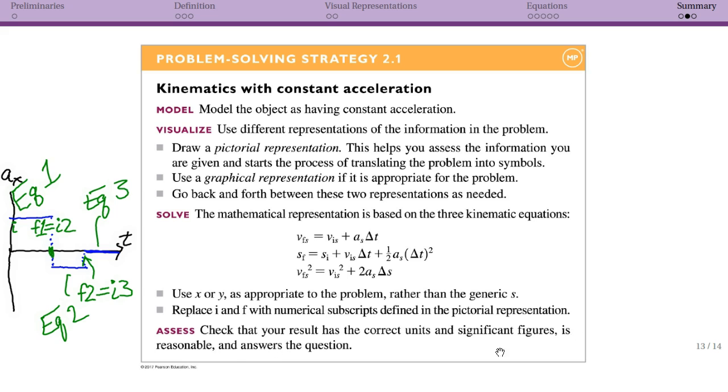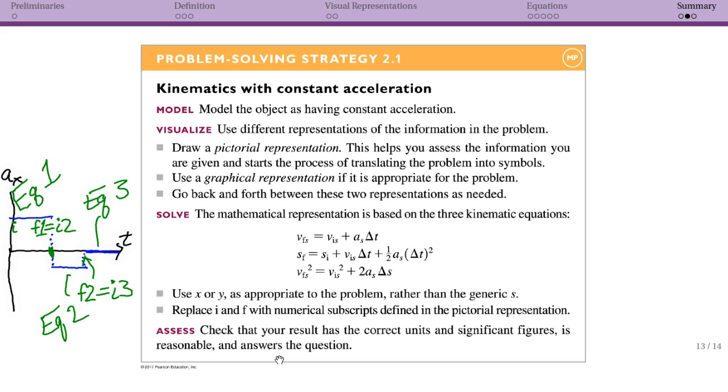Finally, make sure that your answer is reasonable, that I try very hard to give you problems that have real-world, valid speeds, positions, accelerations, lengths, things like that. So if you calculate that the stopping distance for a car is 1 nanometer or thousands of kilometers, you've probably made a mistake. So please check that and always make sure that it answers the question.